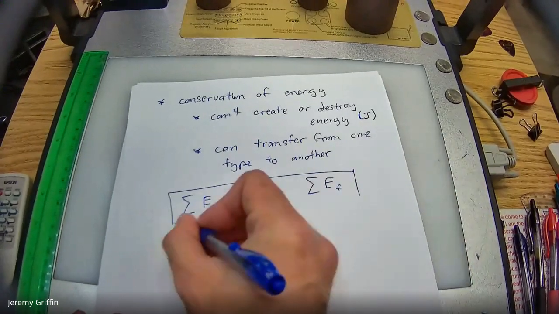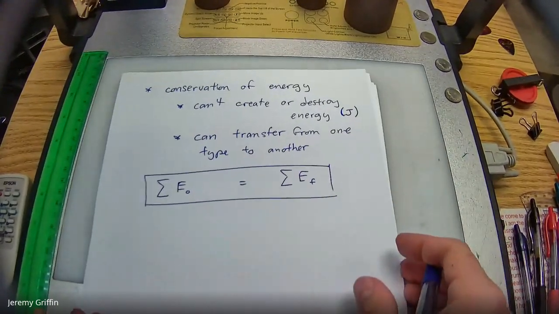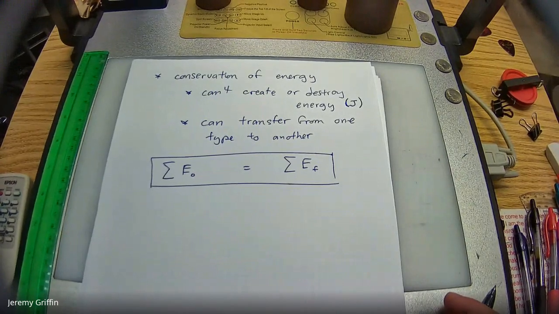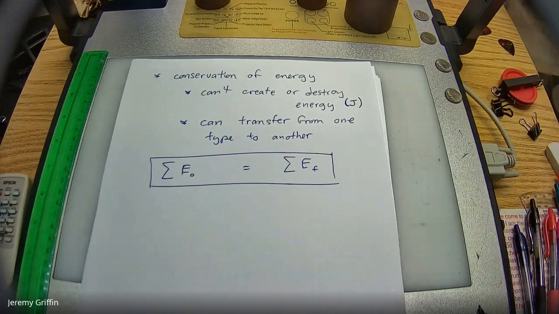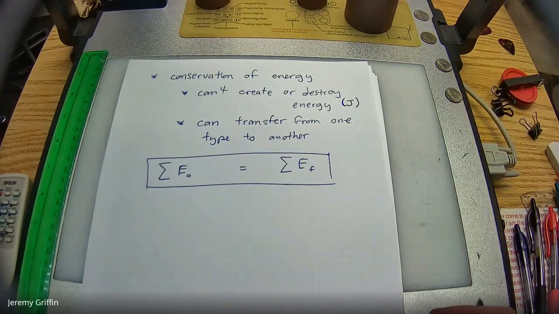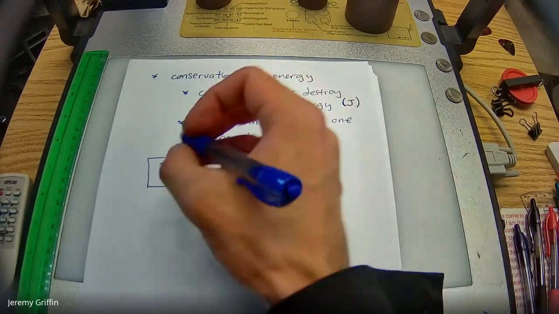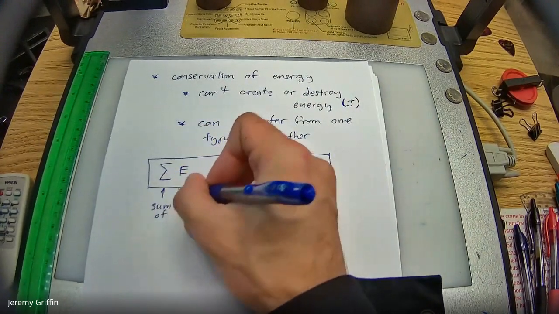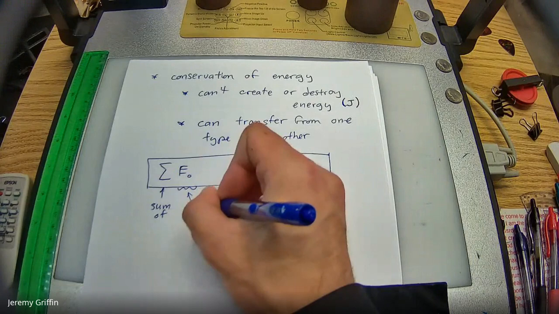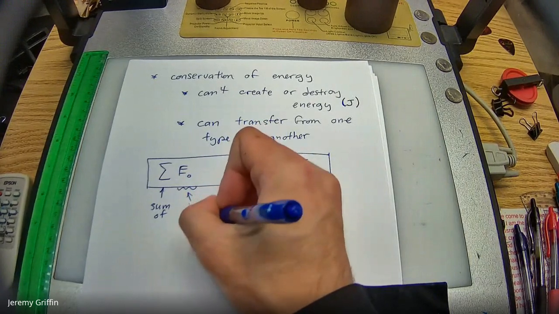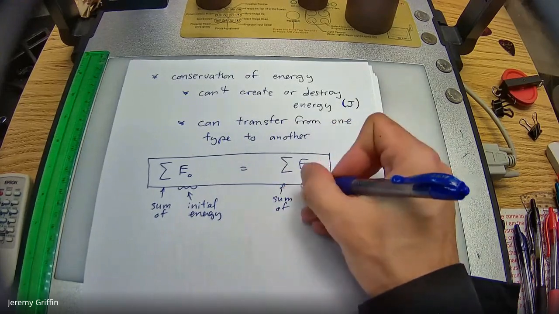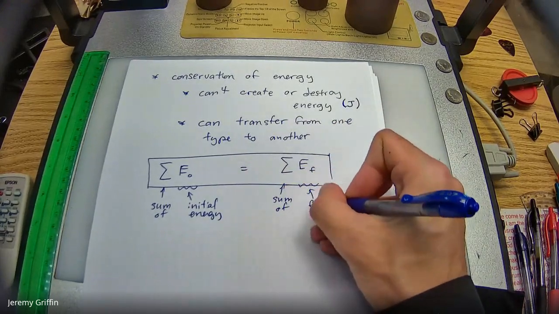So within a closed system, you might even think of the whole Milky Way galaxy as basically a closed system. And then however much energy there was a billion years ago, it's the exact same amount of energy there is here. Also, read this: the sum of initial energy is equal to the sum of final energy.